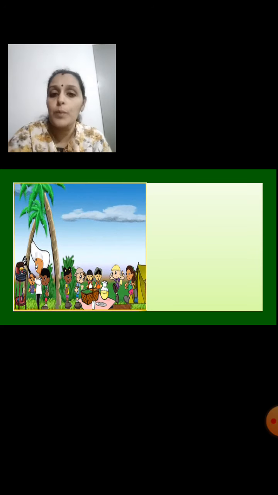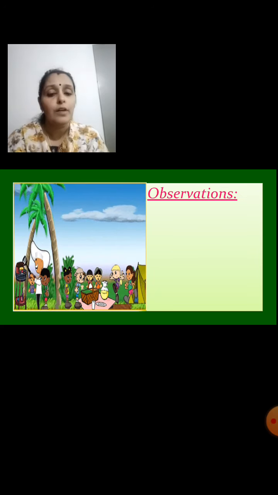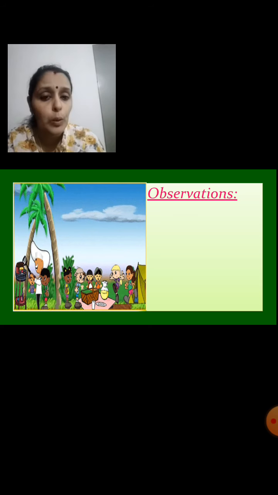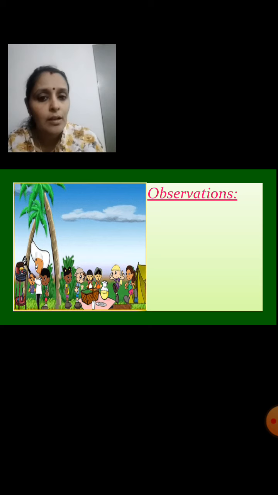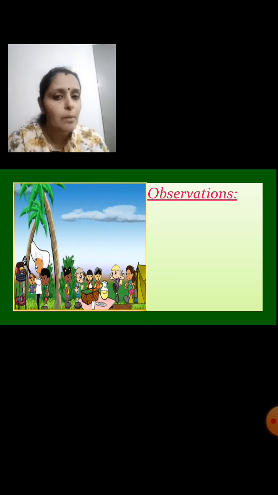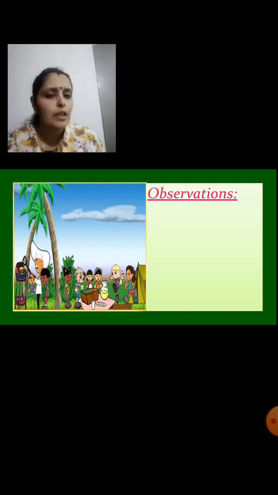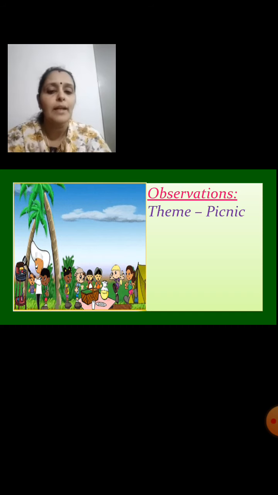Now what are the observations that we have made? First when you look at the picture, what do you feel is the picture about? Is it about a birthday party? Or is it about playing in the park? What do you feel is this picture about? Okay, to me, this picture I feel is about a picnic. So the theme that I will give to this picture is picnic, right?